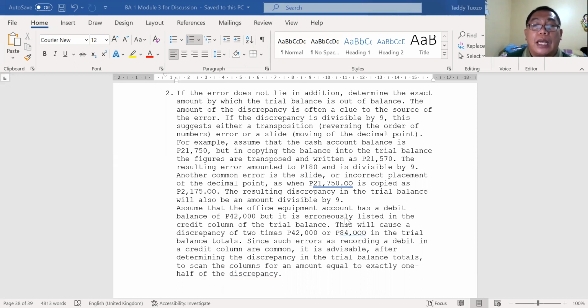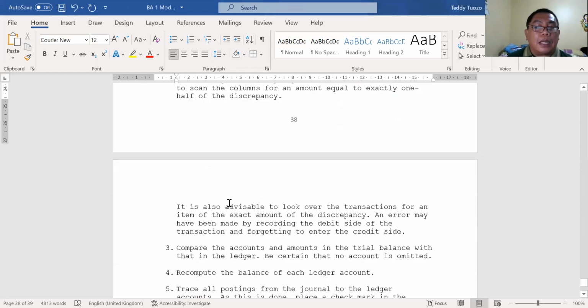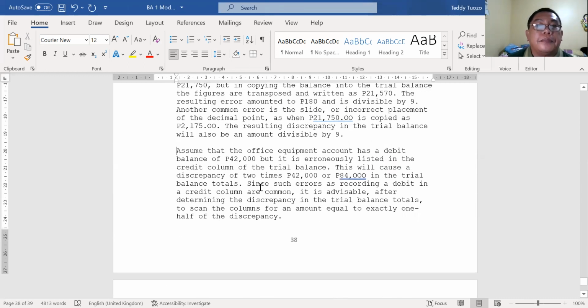Assume that the office equipment account has a debit balance of 42,000. But it is erroneously listed in the credit column of the trial balance. This will cause, okay, so lahi na ini nga item. Assume that the office equipment account has a debit balance.